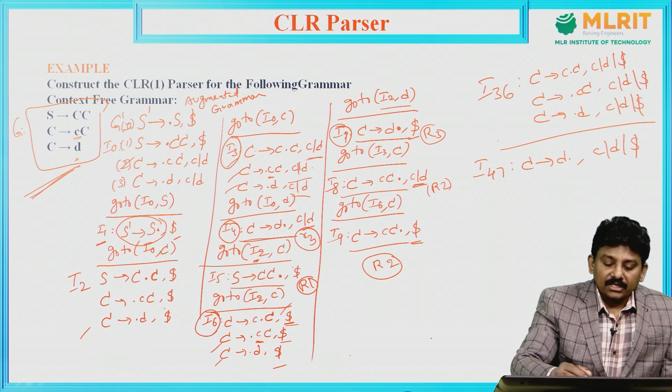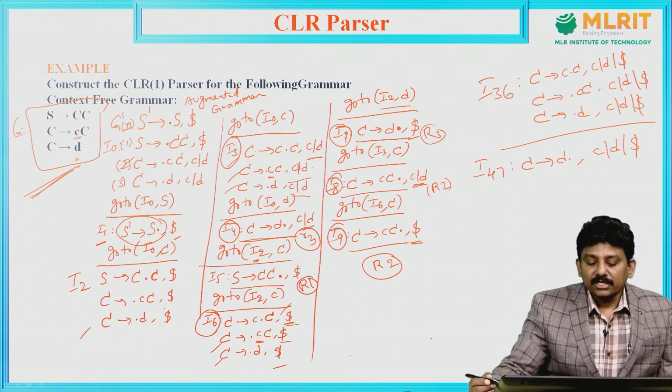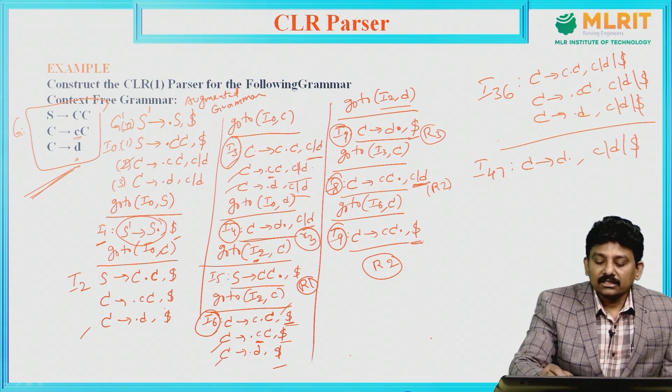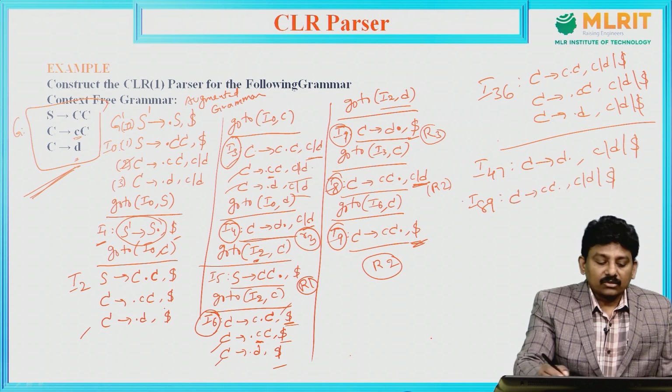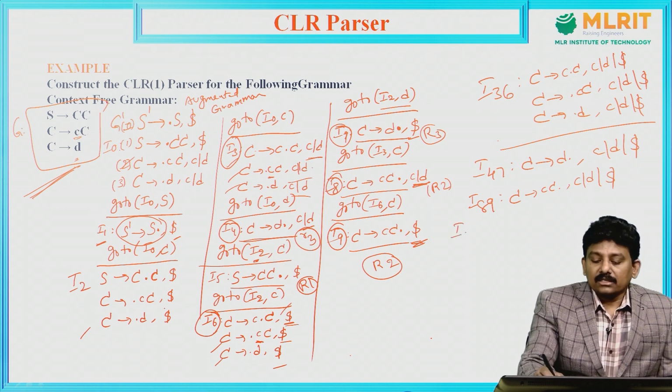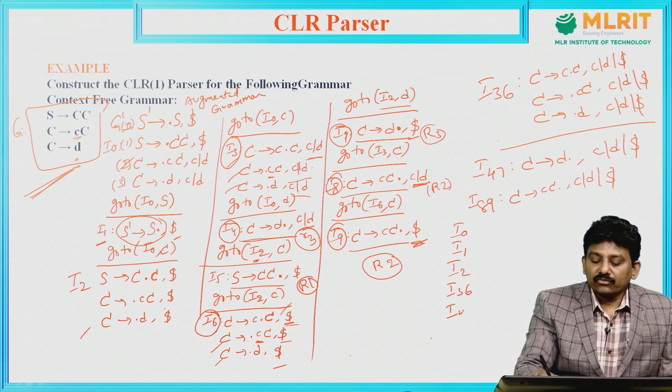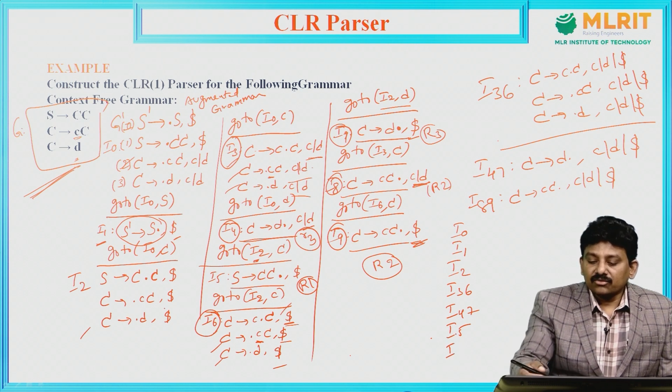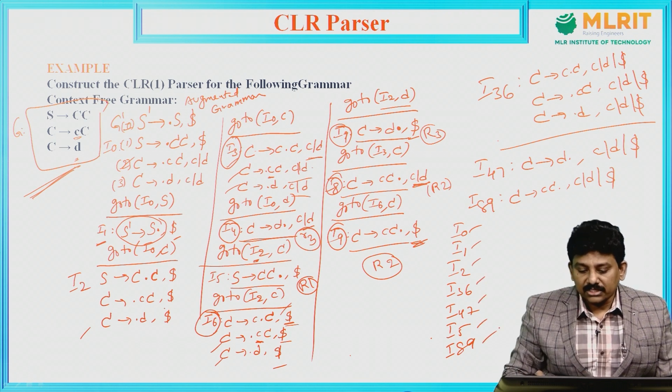Next, I8 and I9 are both the same rule. C derives CC dot. The lookaheads are c or d here, and the lookahead is dollar there. So that we can merge them as I89. C derives CC dot, comma, c or d or dollar. Total states are I0, I1, I2, I36, I47, I5, I6 already merged into 36, I7 is merged into 47. So the 6th row and 7th row will not be there. Then 8 and 9 are merged. So that 8, 9. 1, 2, 3, 4, 5, 6, 7. The number of rows will be reduced, the states will be reduced.